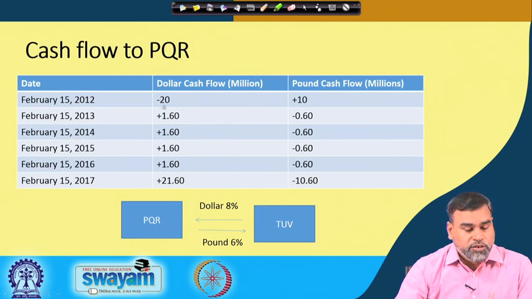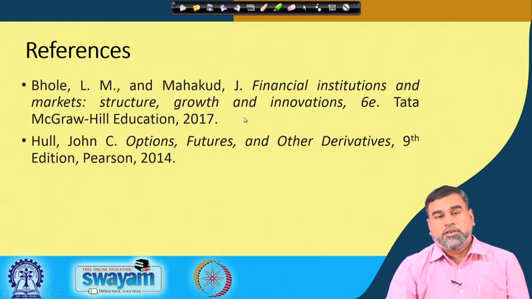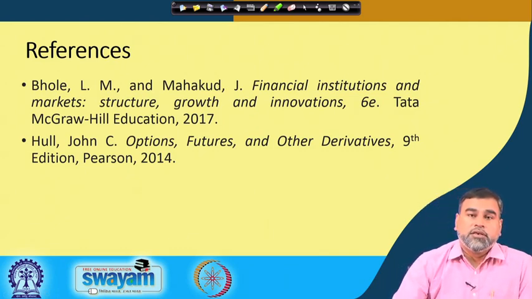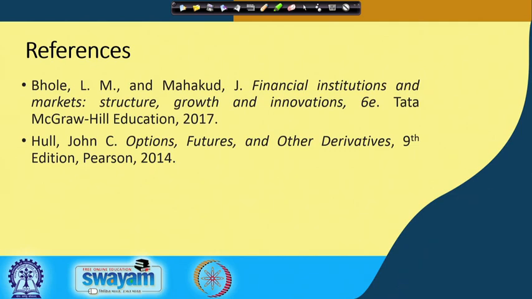So, here if you see, in the beginning the principal amount is transacted, and in the end also it is transacted in that particular cash flow statement. So, this is the basic idea about the pricing of options and the use of swaps in the market, and these are the references you can use for this particular session. Thank you.